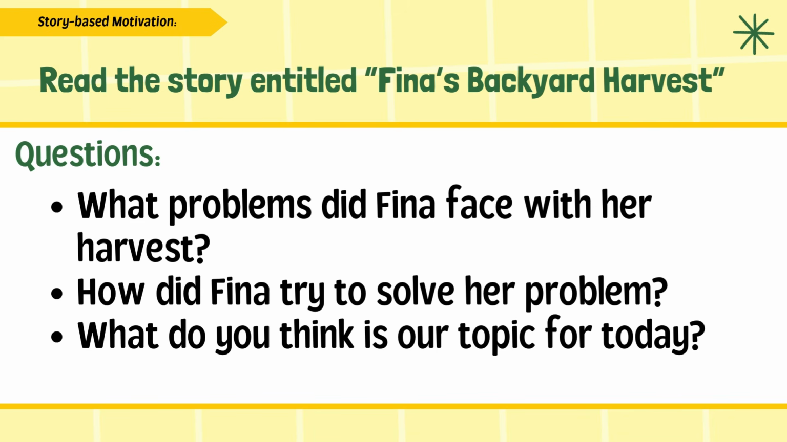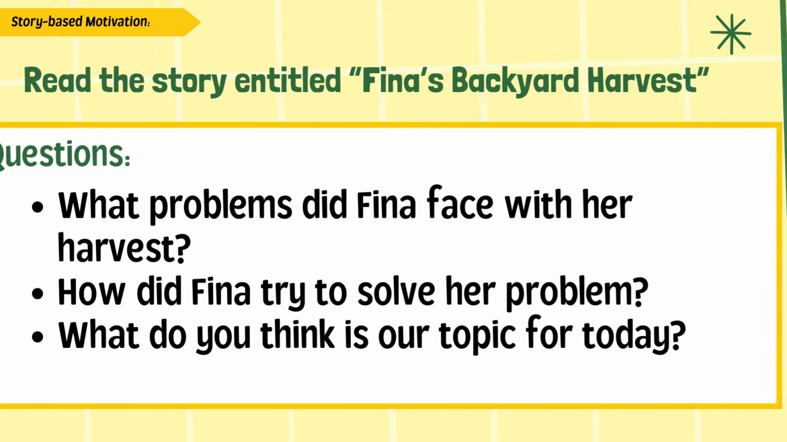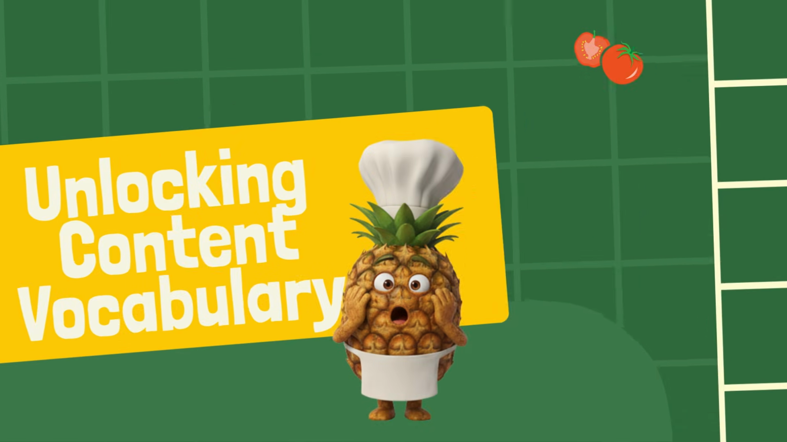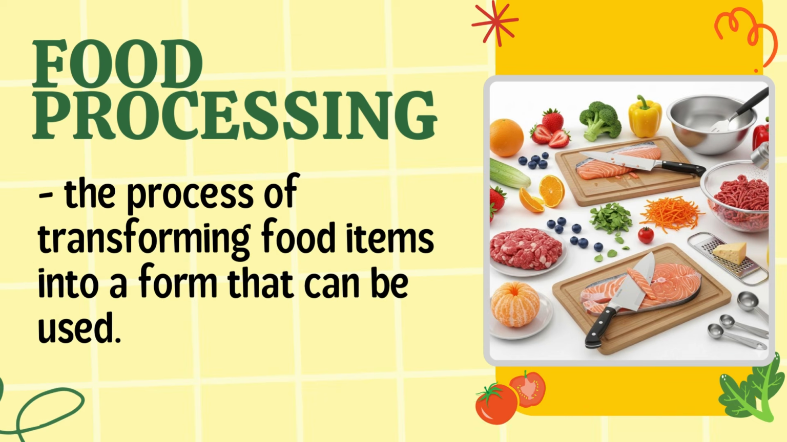What problems did Fina face with her harvest? How did Fina try to solve her problem? What do you think is our topic for today? Today's topic is different methods of food processing following the industry standard. Unlocking content vocabulary. Food processing is the process of transforming food items into a form that can be used. Changing raw food, like fruits, vegetables, or meat, into a form we can eat, store, or sell. Example: turning mangoes into dried mangoes.